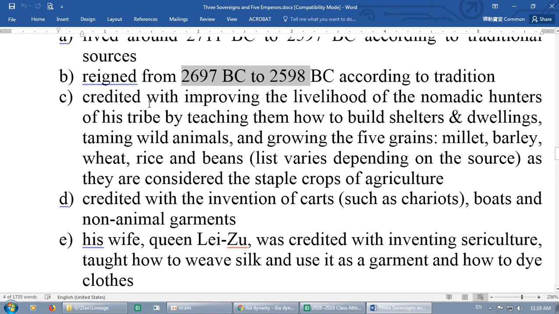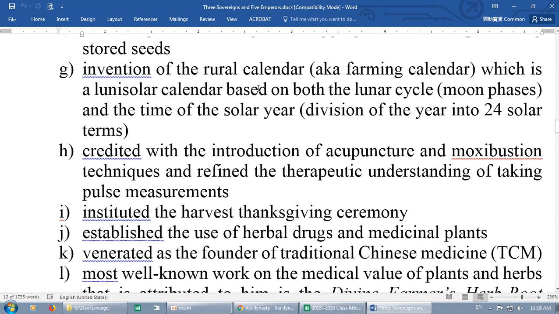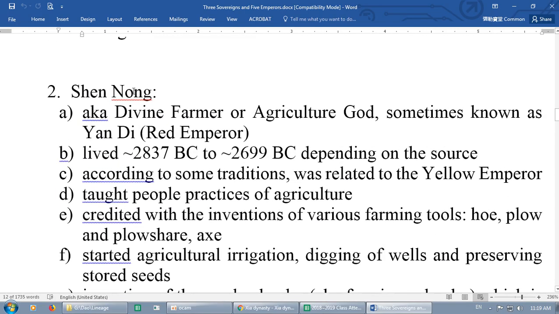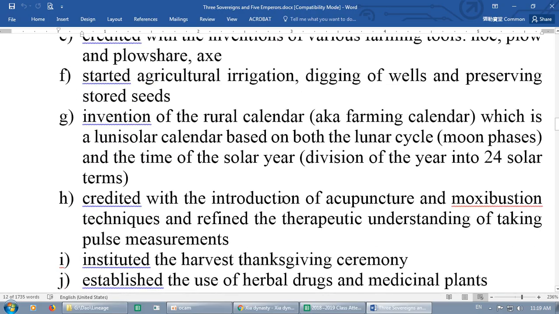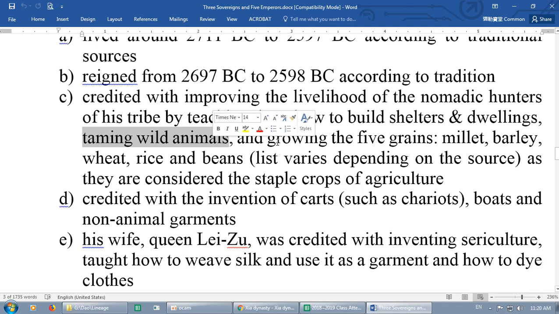During those times, there were still nomadic hunters. There are different tribes. Shennong is one tribe; Shennong is not just the name of a person, but also the name of his tribe or clan. Huang Di is a different tribe. He taught them how to build shelters and houses, so you don't have to live in trees or caves. Also how to tame and domesticate wild animals, and to grow the five grains.